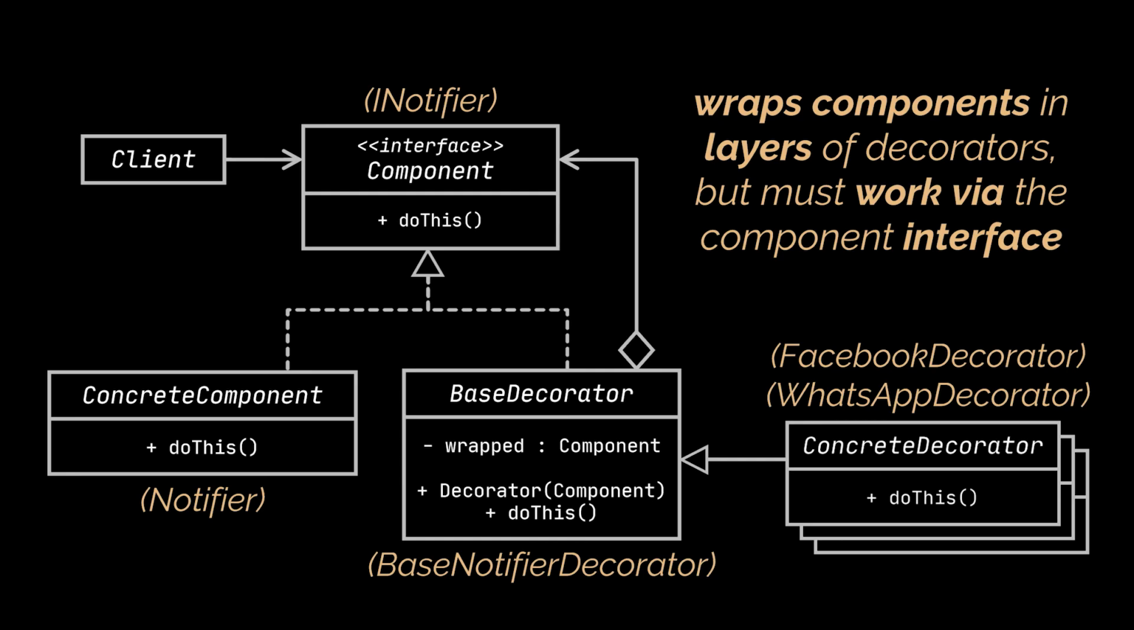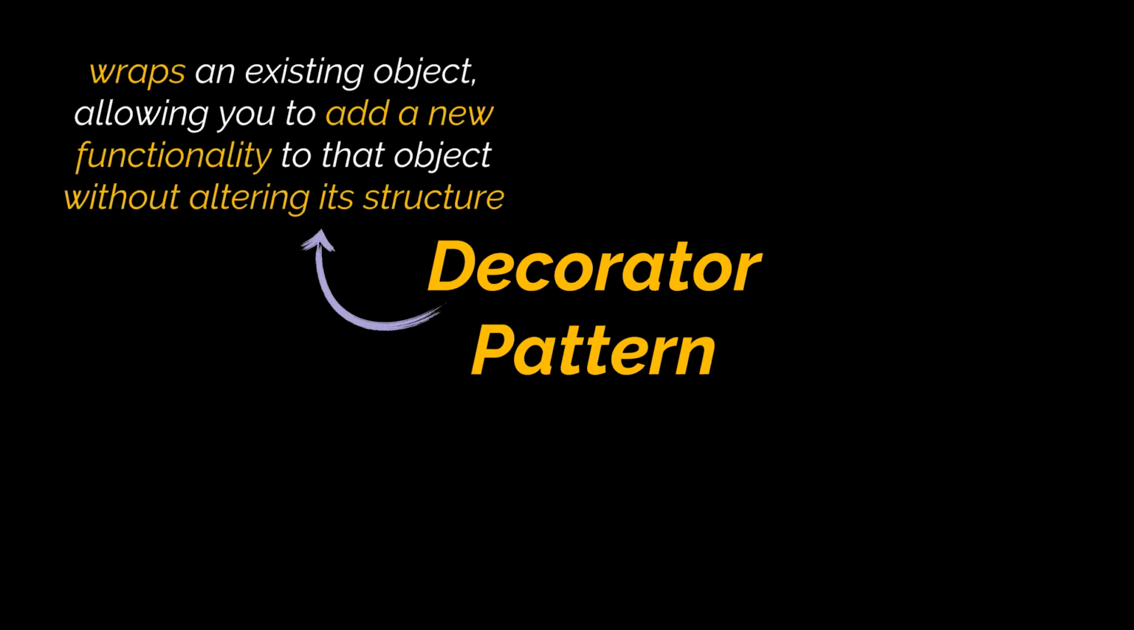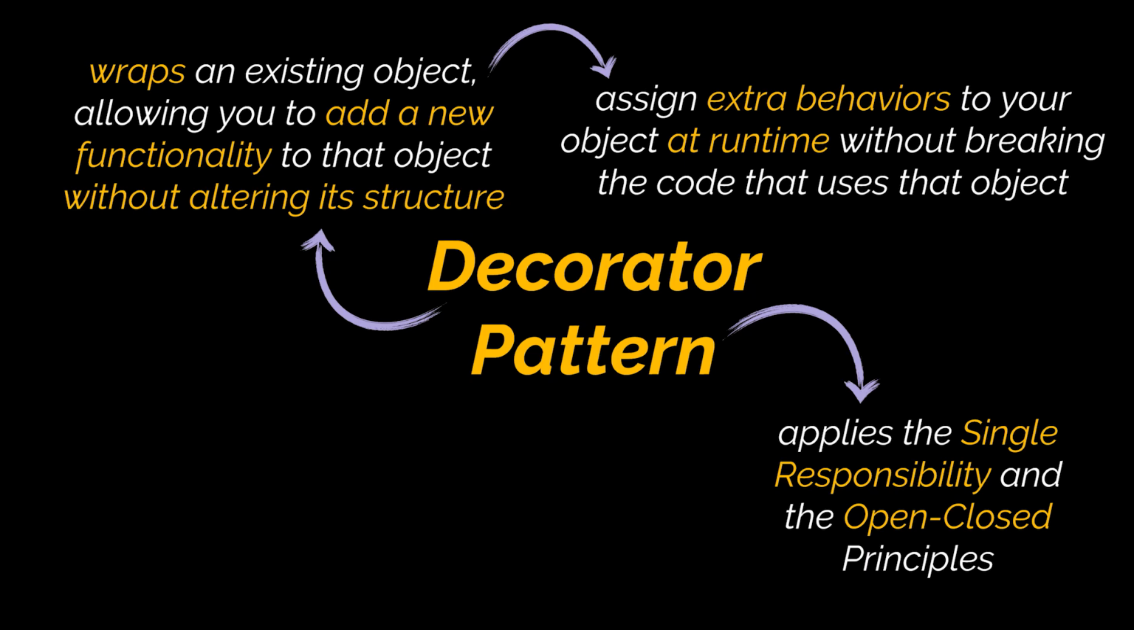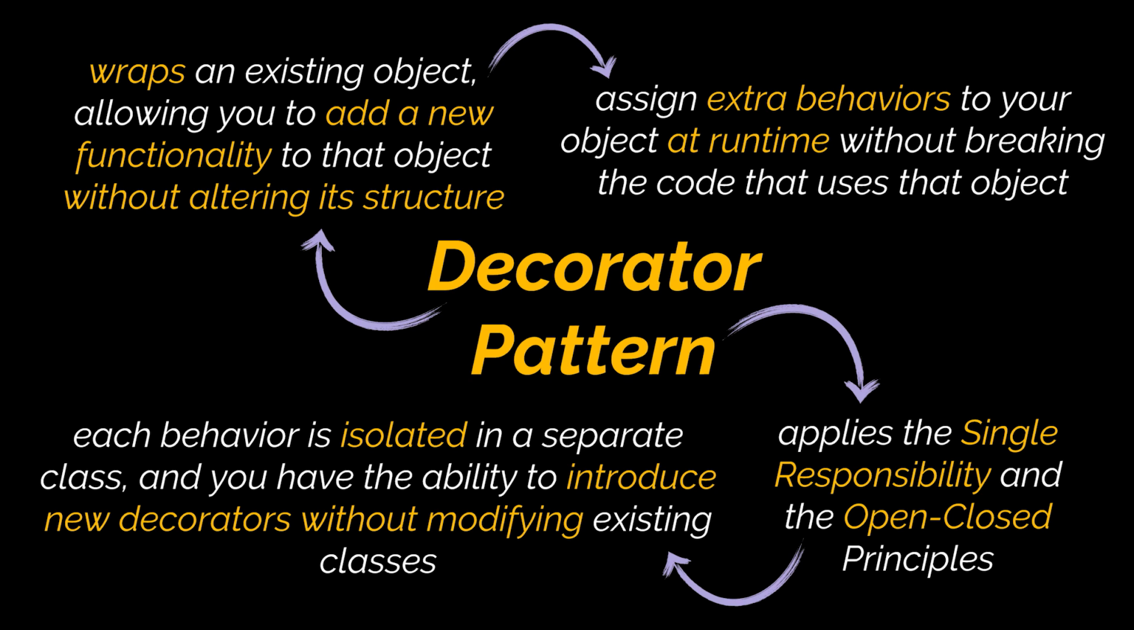So, to sum everything up, the Decorator Design Pattern wraps an existing object, allowing you to add a new functionality to that object without altering its structure. By doing that, you will be able to assign extra behaviors to your object at runtime without breaking the code that uses that object. Additionally, by following the decorator pattern, you will be applying the single responsibility and the open-closed principles because each behavior you added is isolated in a separate class, and you now have the ability to introduce new decorators without modifying the existing object's class nor the decorators previously created for that object.